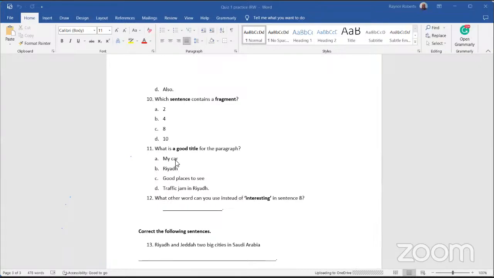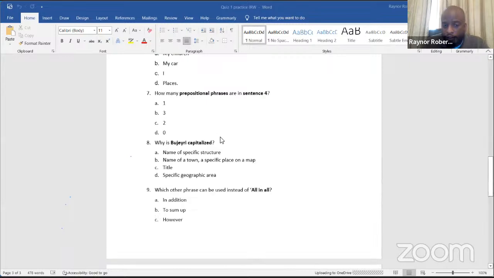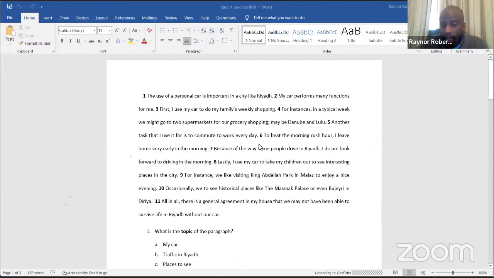B, C, and D are only details. The easiest way to find the answer is to go to the topic sentence and look at it. The answer should be very clear there. My car performs many functions for me. And then it talks about the functions that his car performs. So the most appropriate title would be my car. Any other questions?